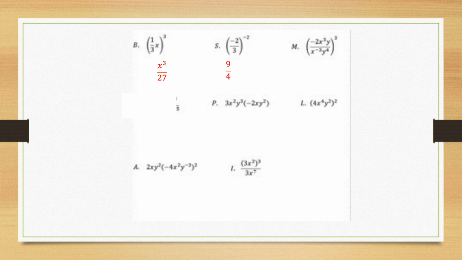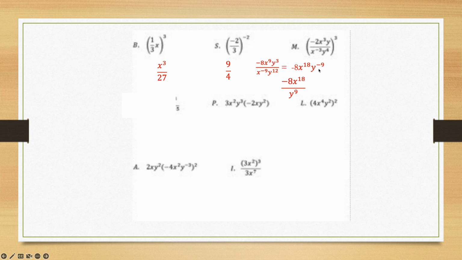Okay, next one up. Starting from the left, the first thing I did was cube everything, okay? So that gave me negative 8x to the 9th y to the 3rd, right? Because there's really a little 1 here on the y, and 1 times 3 is 3. Over x to the negative 9 y to the 12. Then I subtracted exponents. 9 minus negative 9 is 18, and 3 minus 12 is negative 9.